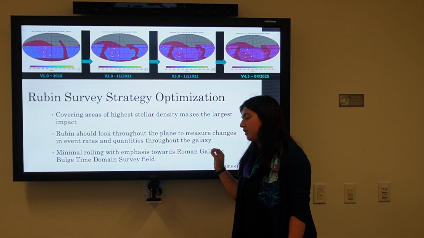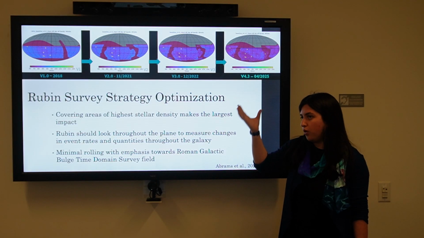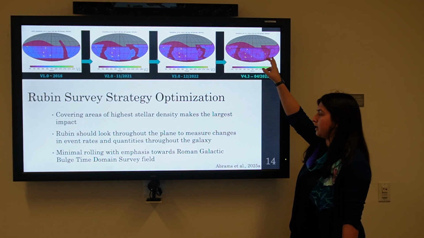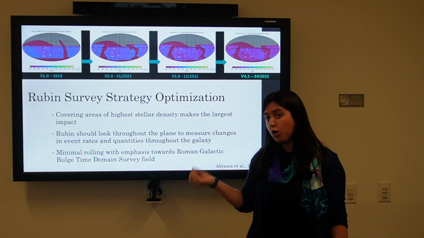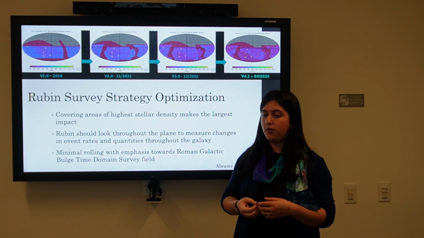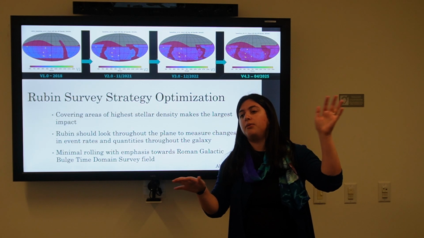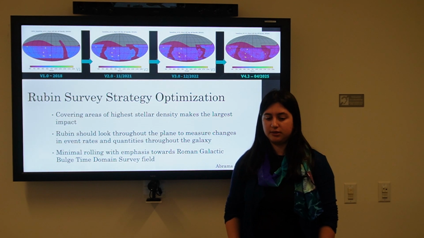However, there should also potentially be some minimal rolling, so a little bit of extra focus towards the galactic bulge, since there's this other telescope, the Nancy Grace Roman telescope, that's going to be great for microlensing, and having the baseline from the ground will lead to great synergy for better characterizing microlensing events.